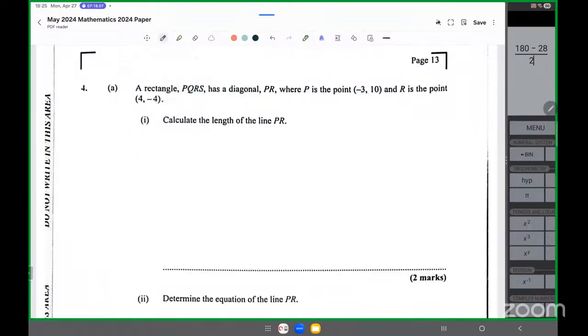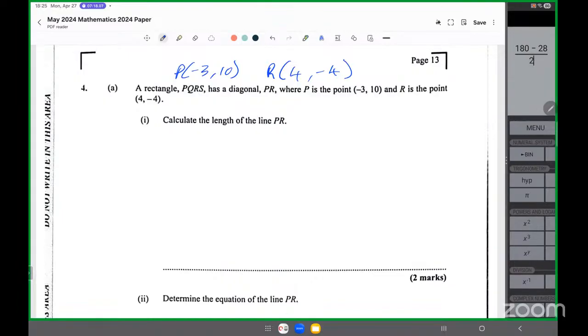Number 4 says a rectangle PQRS has a diagonal PR, where P is the point (-3, 10). Let's write them out. P is the point (-3, 10) and R is the point (4, -4). It says calculate the length of PR.